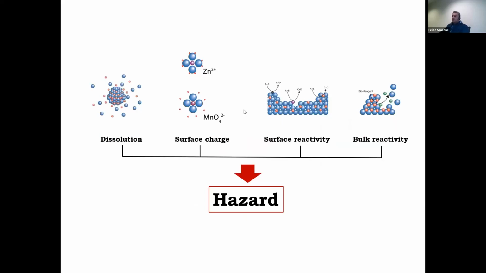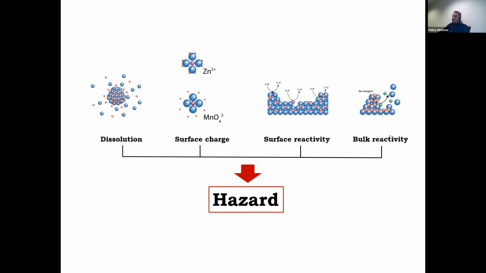Now, starting from the analysis of the toxicity of metal oxide, we know over the years, actually, we still don't know many things, but we have identified some parameters of nanoparticles that lead to hazard or define the hazard. And these are the dissolution rate or degree, the surface charge, which determines the interaction with the membrane, and not only the surface reactivity or the bulk reactivity. Essentially, the nanoparticle might be composed of a reactive material.